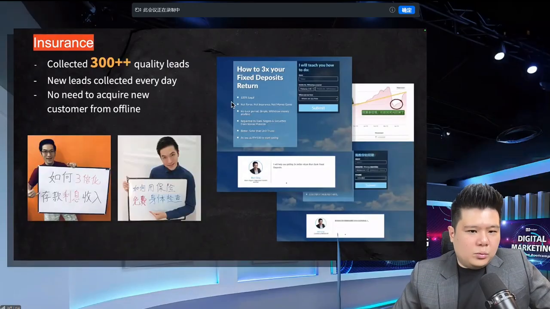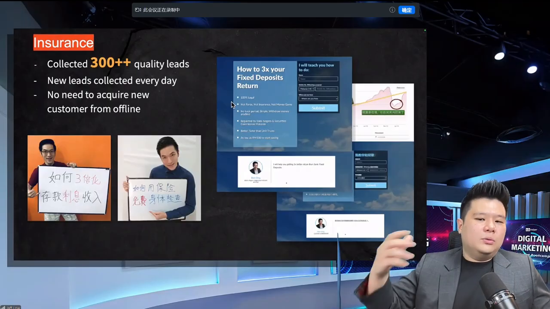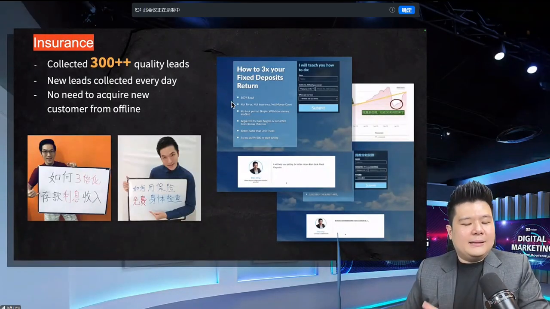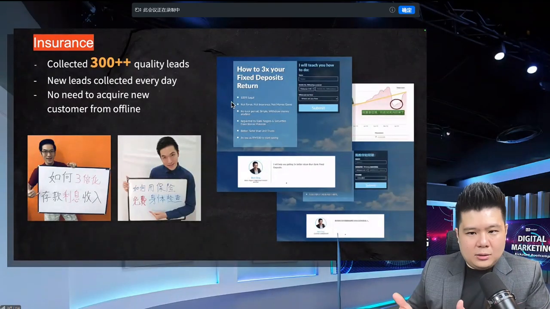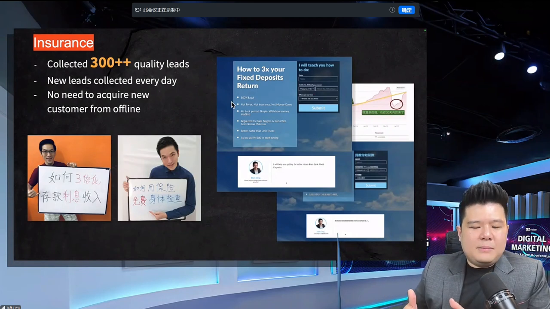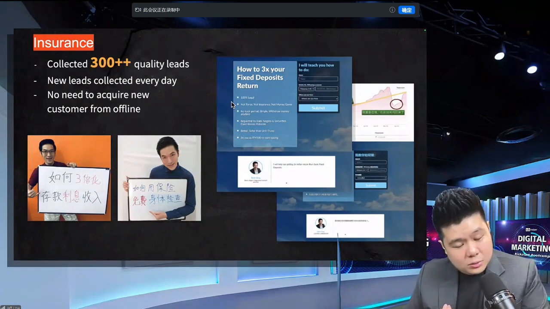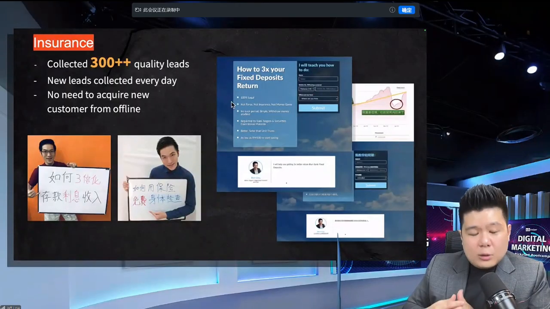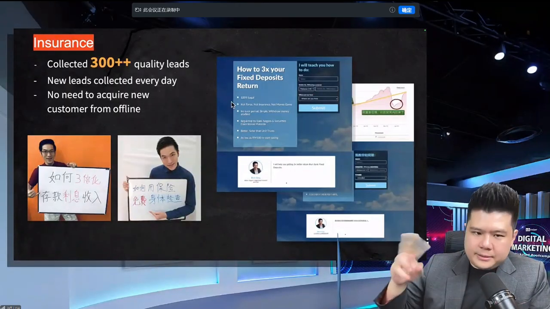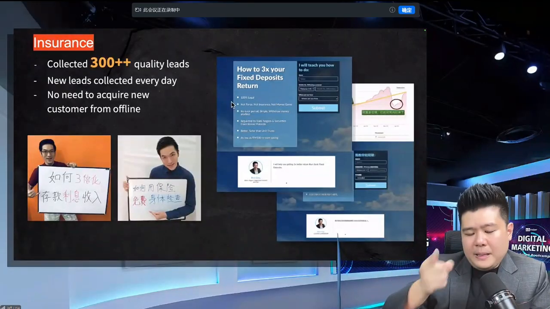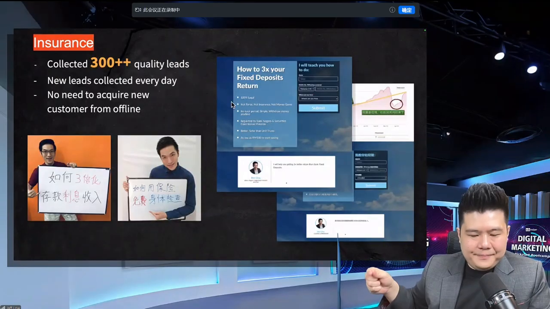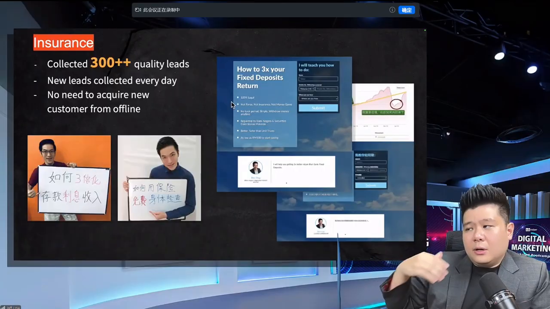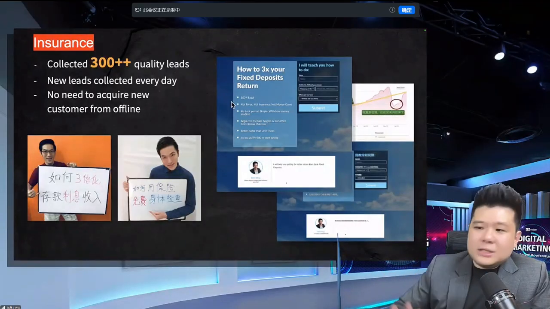What he does is super simple. Initially, when he was trying to get clients, he provided service, and the people that came to him were people who don't have money, or nobody wanted to serve. Then maybe the quality of customer is not so good, and I told him, just change purpose. You want people that have money, then you need to talk about something people with money care about. So he created this one, how to 3x your fixed deposit return.